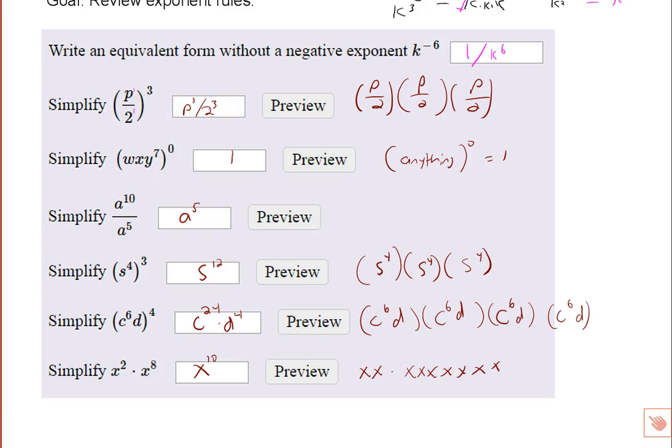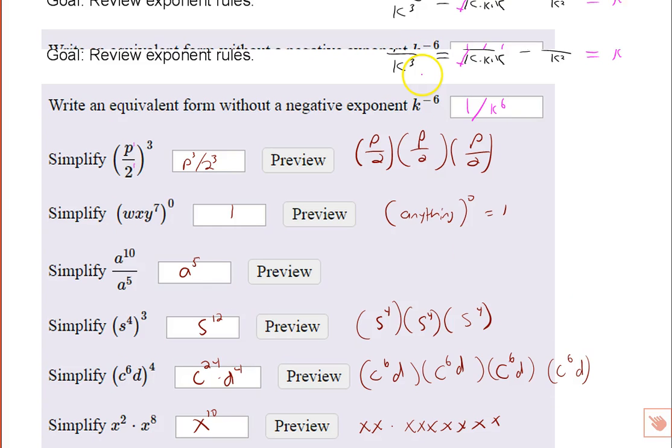And then we saw negative exponents are the same thing as positive exponents when they flip. When the numerator goes, it goes to the denominator if it's already on top. Or if this was in the denominator, it could go up to the numerator. So that's a review of our exponent rules.